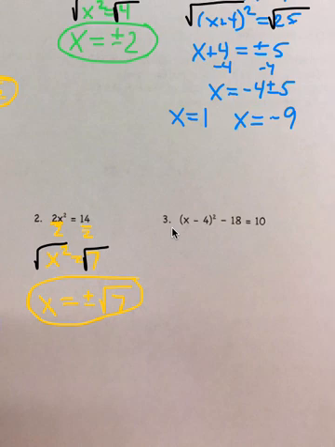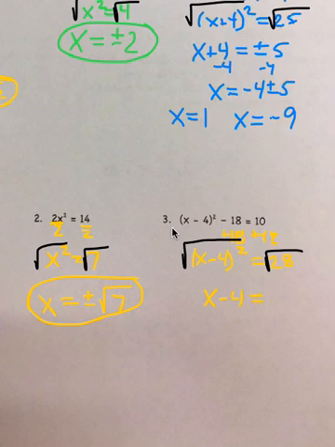So first we need to add 18 to both sides to get the squared part by itself. x minus 4 squared equals 28. I'm going to take the square root of that. So I get x minus 4. And then 28 breaks down into 4 and 7. So I'm going to have plus or minus.